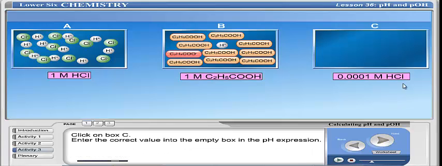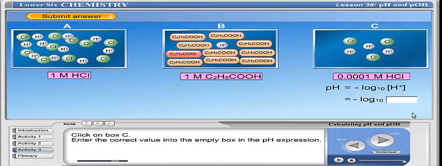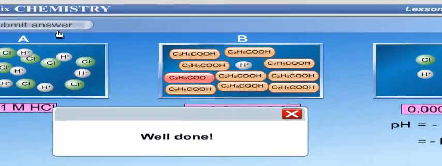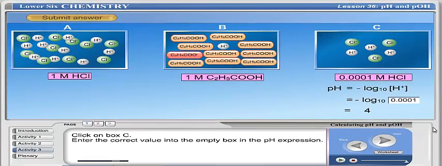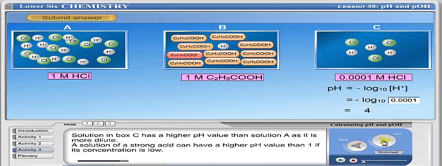Click on box C. Enter the correct value into the empty box in the pH expression. Solution in box C has a higher pH value than solution A, as it is more dilute. A solution of a strong acid can have a higher pH value if its concentration is low.